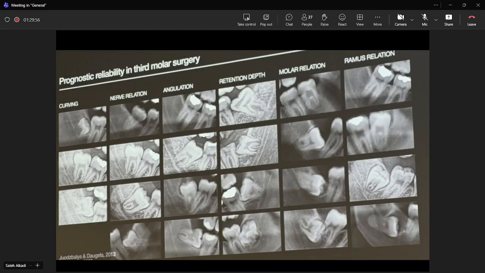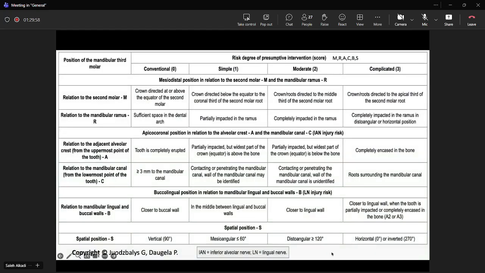Because, as I mentioned earlier, I disagree with all the classifications where they mention that the most difficult extraction is the distoangular, and the easiest one is the mesioangular. Here, the easiest one to extract is the vertical, while the most difficult one is the horizontal or inverted. And that's actually more realistic.